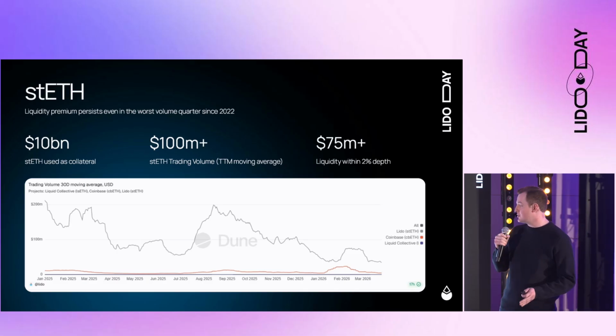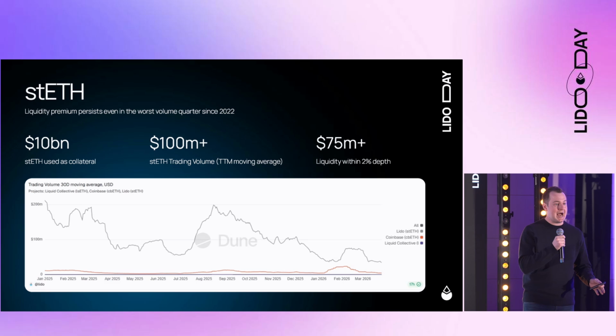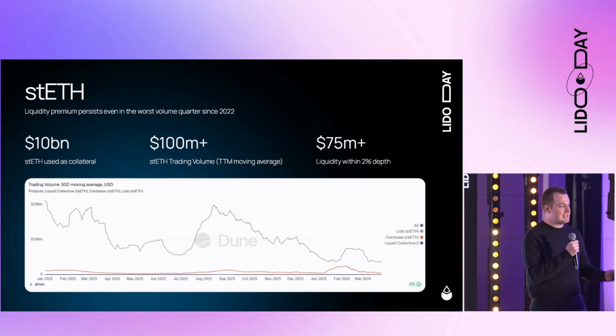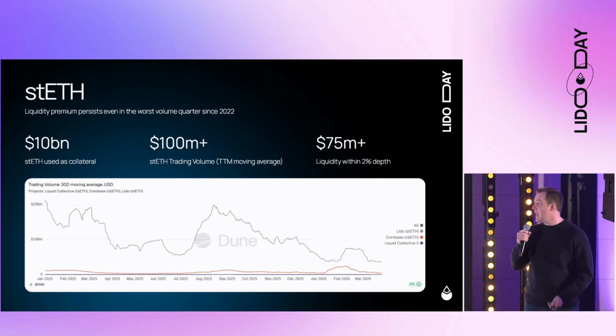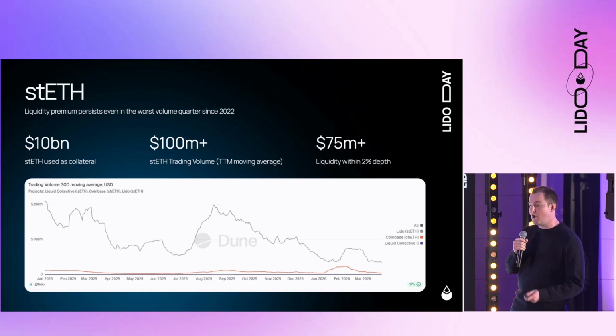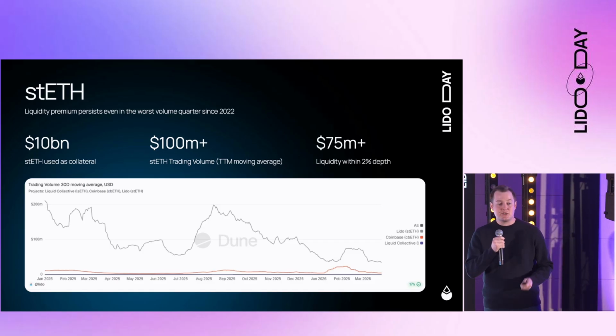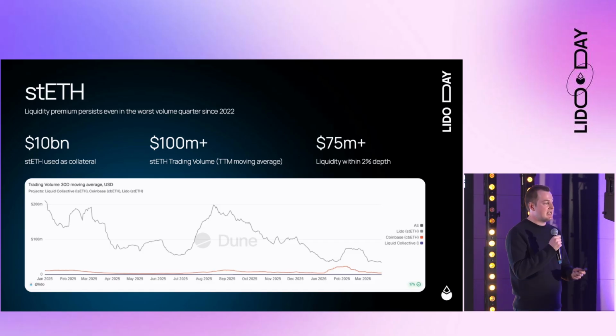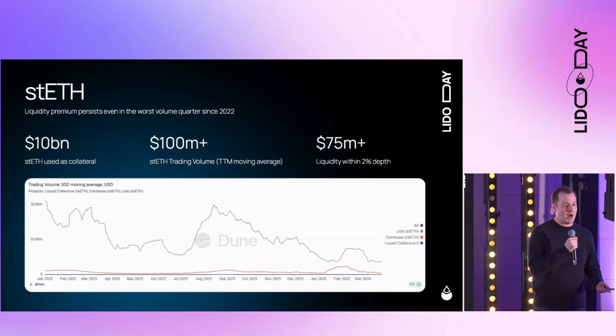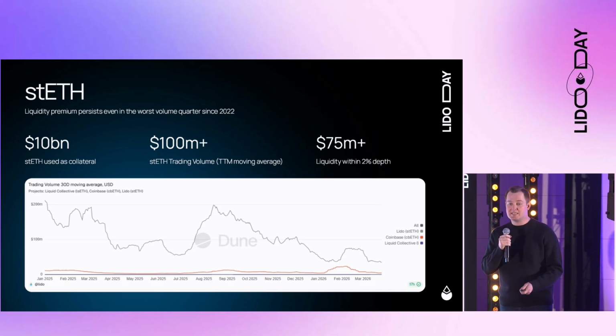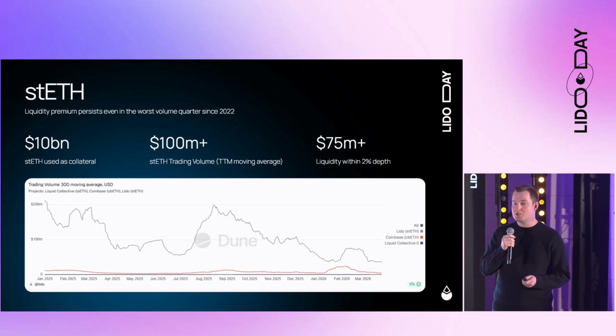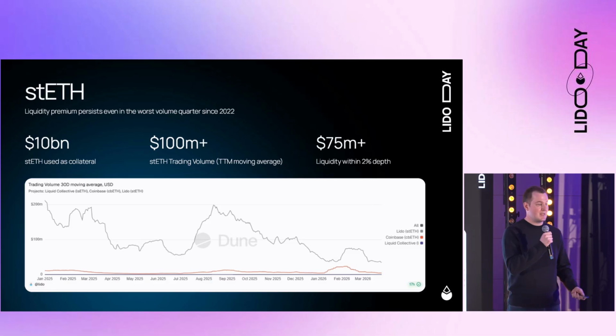And what's really, really interesting is, even though volumes are down, the liquidity premium of stETH compared to other LSTs has been maintained in the worst volume quarter since 2022. On a trailing 12-month basis, stETH average daily trading volume is still over $100 million a day. That is very significant, and that is enough to enable institutions to utilize stETH.